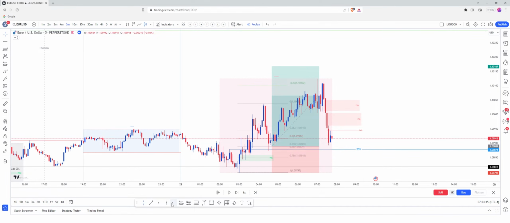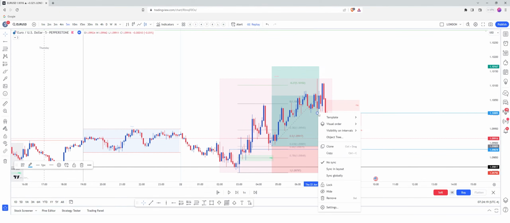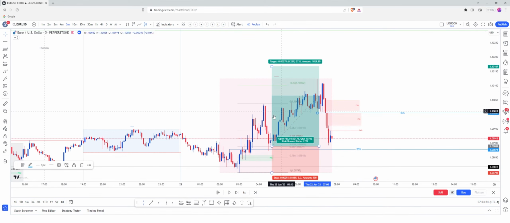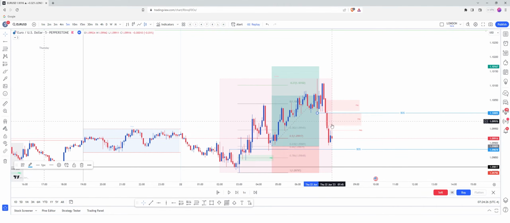We've broken structure to the downside with displacement. So again, displacement is always the key. See where the big candles are leading and what that's telling you. And I'm seeing that the displacement now is coming to the downside. We're almost back to entry at this point.